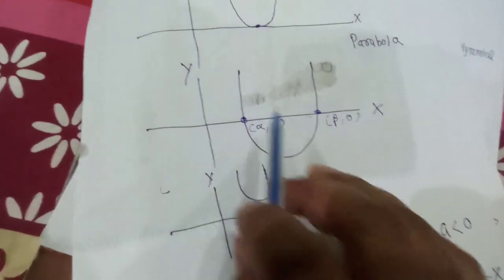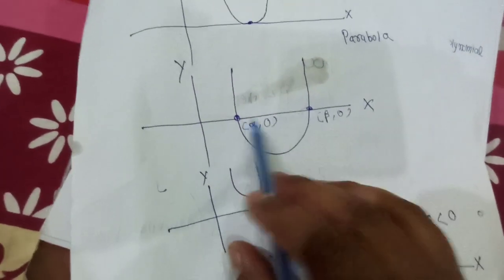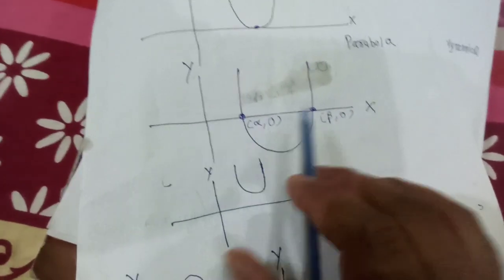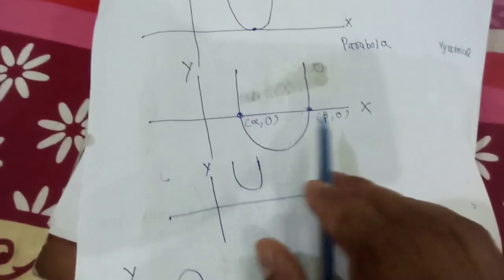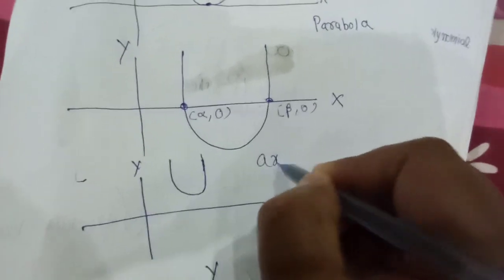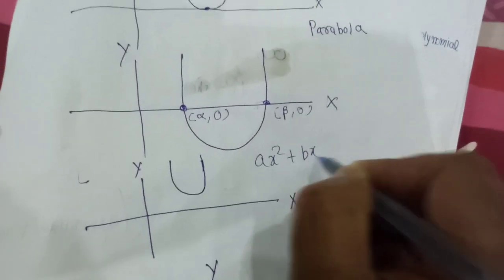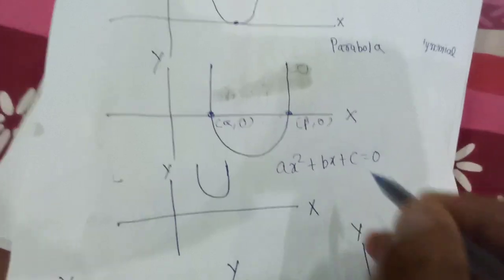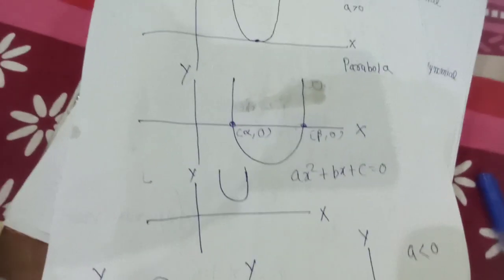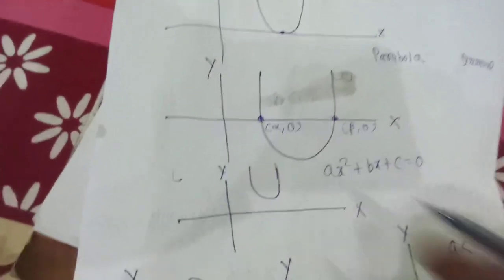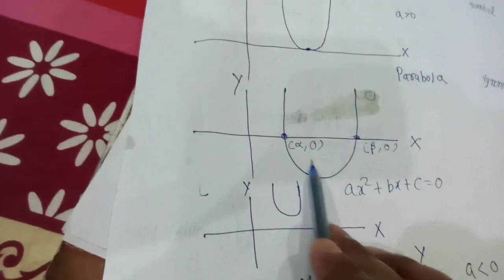So by definition we see that these 2 points, x equals to alpha and x equals to beta, are the zeros of the quadratic polynomial ax square plus bx plus c. So how to find these zeros of the quadratic polynomial, we are going to discuss in the next lecture.